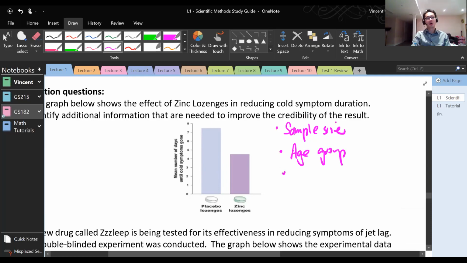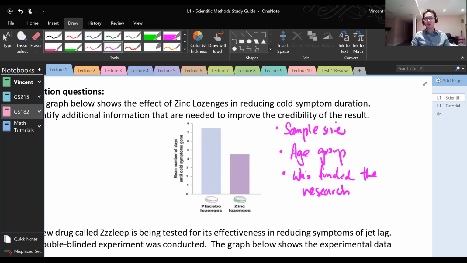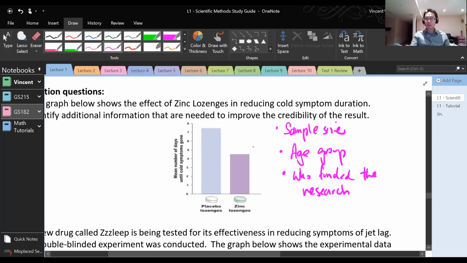I want to know other things such as who funded the research. Is there any kind of conflict of interest here? Did the company who makes the drug fund the research? Was it a double-blind experiment? Number of days until cold symptoms are gone: how are they assessed? How are the symptoms assessed?